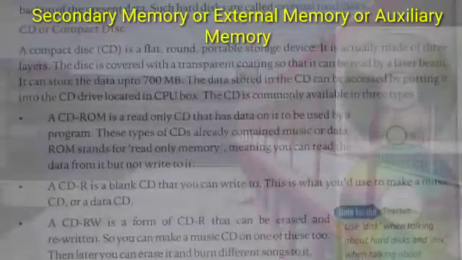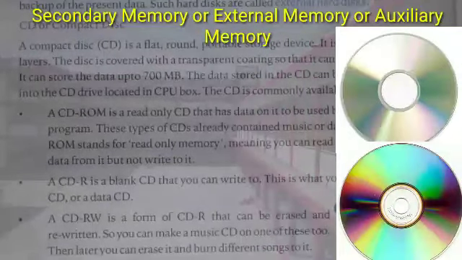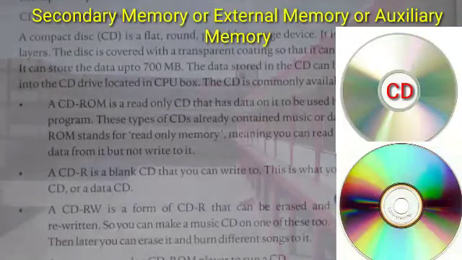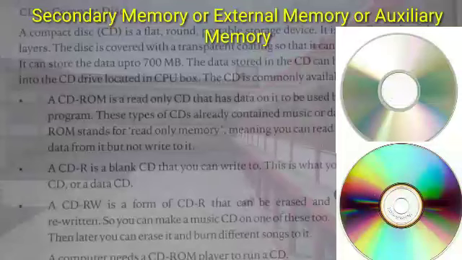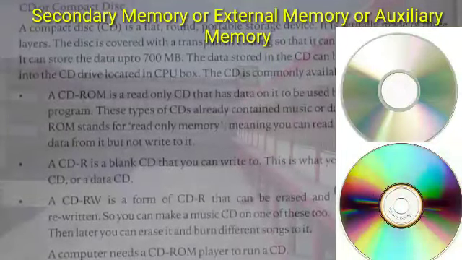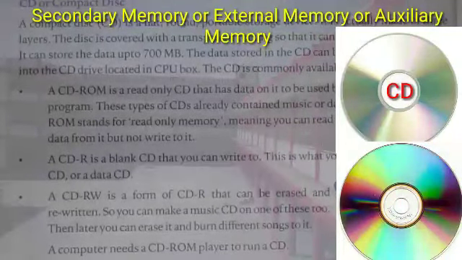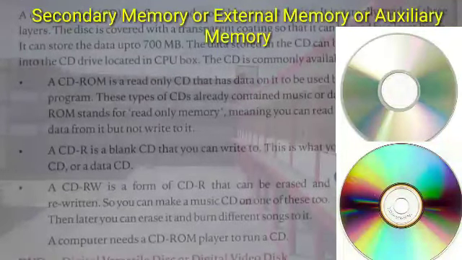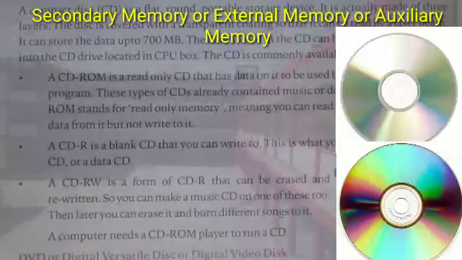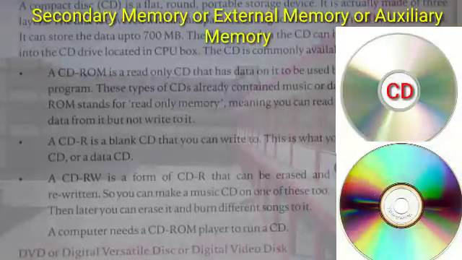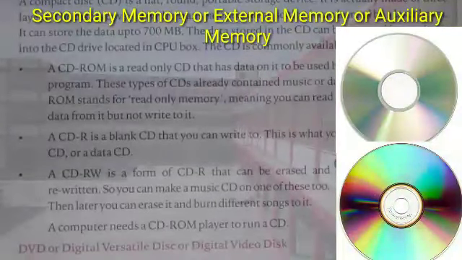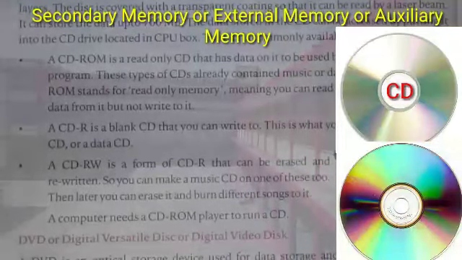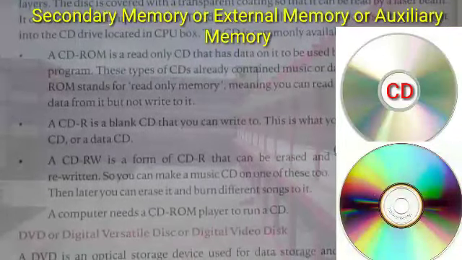CD or compact disc. A compact disc is a flat, round, portable storage device. It is actually made of three layers. The disc is covered with a transparent coating so that it can be read by a laser beam. It can store data up to 700 MB. The data stored in the CD can be accessed by putting it into the CD drive located in the CPU box.